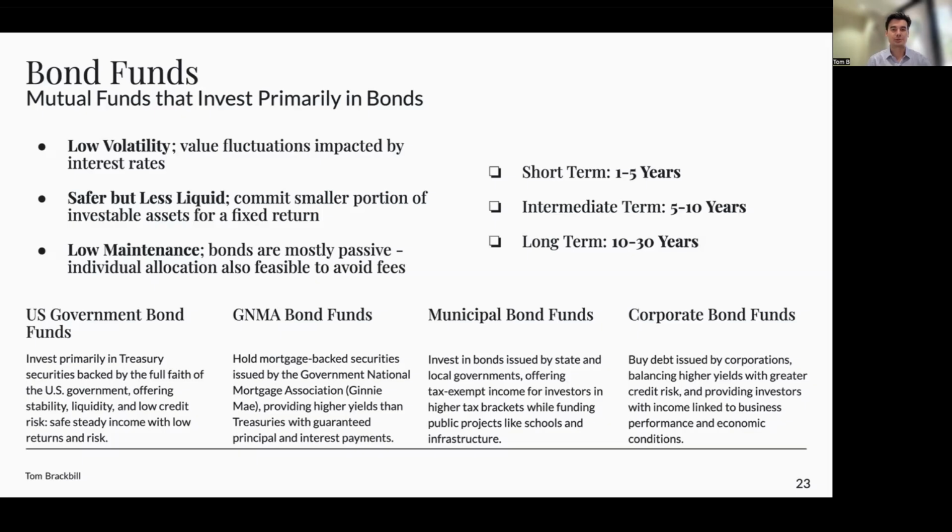Many of these instruments require you to lock away capital for several years, so we recommend committing a smaller portion of your investable assets for this fixed return. Finally, they're low maintenance. These bonds are mostly passive, hands-off investments. And in that sense, individual allocation can also be feasible to avoid fees when these aren't being very actively managed. These can come in any form: short term, 1 to 5 years, intermediate, which is 5 to 10, and long term, which is 10 to 30.